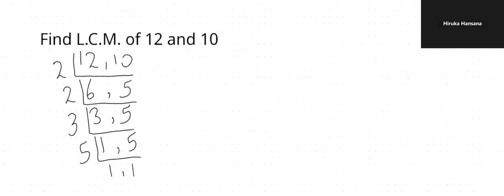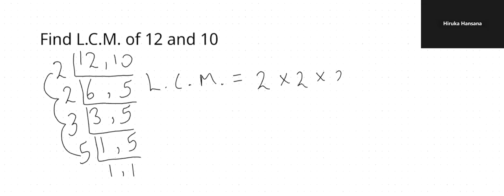And to find the least common multiple of these numbers, what we should do? We need to take the product of these numbers. So how to take the product? LCM. You need to multiply 2 into 2 into 3 into 5. 2 into 2 is 4. 4 into 3 is 12. 12 into 5 is 60. So you got the least common multiple of 12 and 10 here.